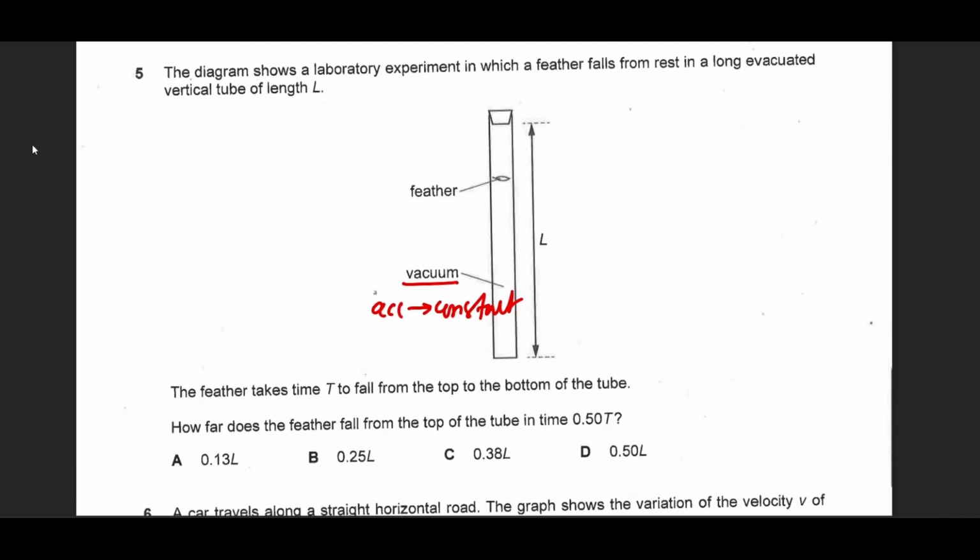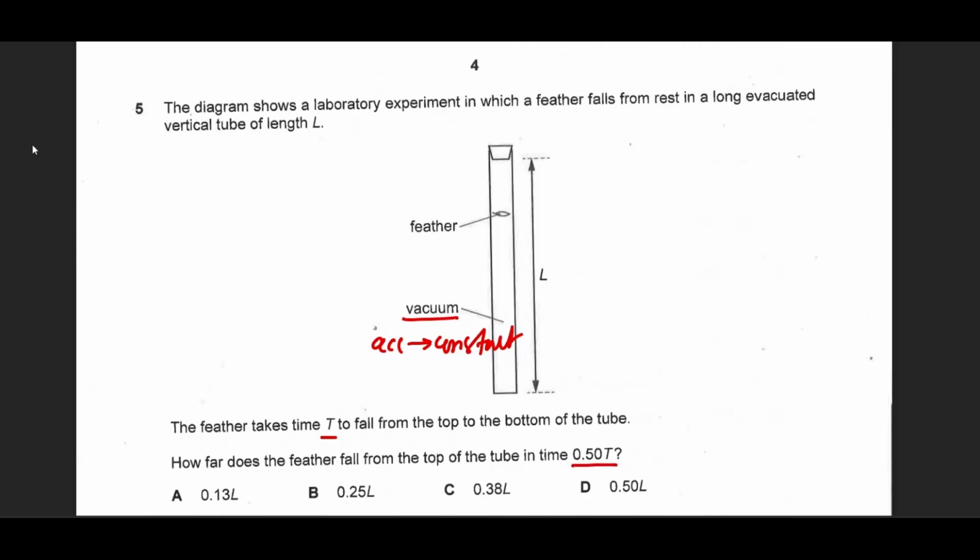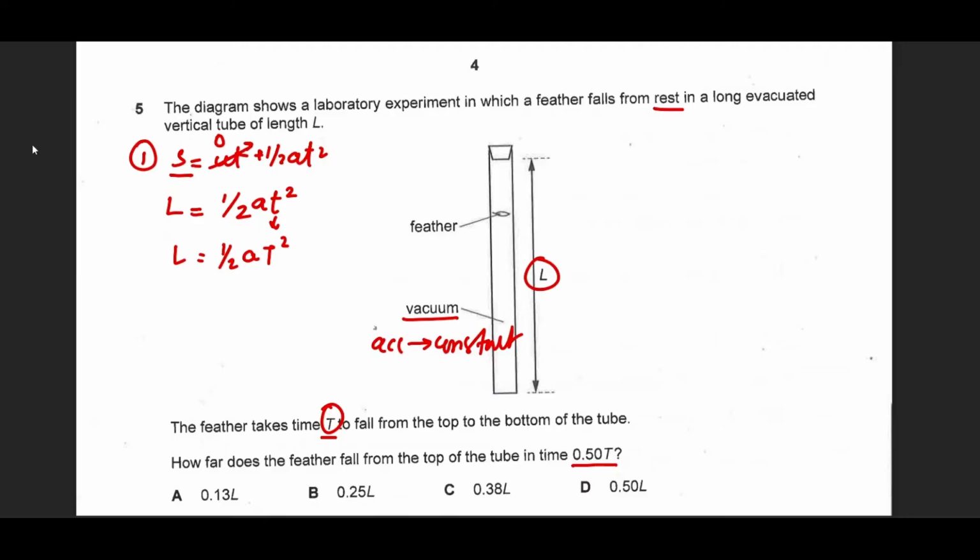He says the time taken to fall from top to bottom is T, for the sake of example. How far does the feather fall at half the time? So let's try to solve this. Step 1 would be to use the equation of motion s equals ut plus half at square. Now we can see that it is falling from rest, so the initial velocity term will become 0, and s, which is the displacement, is actually the length L. So L equals 1/2 into acceleration into t square. Since to cover the whole distance it takes a total time of capital T, let's replace t square with capital T square. Now acceleration will be equal to 2 times L divided by T square. So this is our acceleration, which is going to be considered constant because of the vacuum.